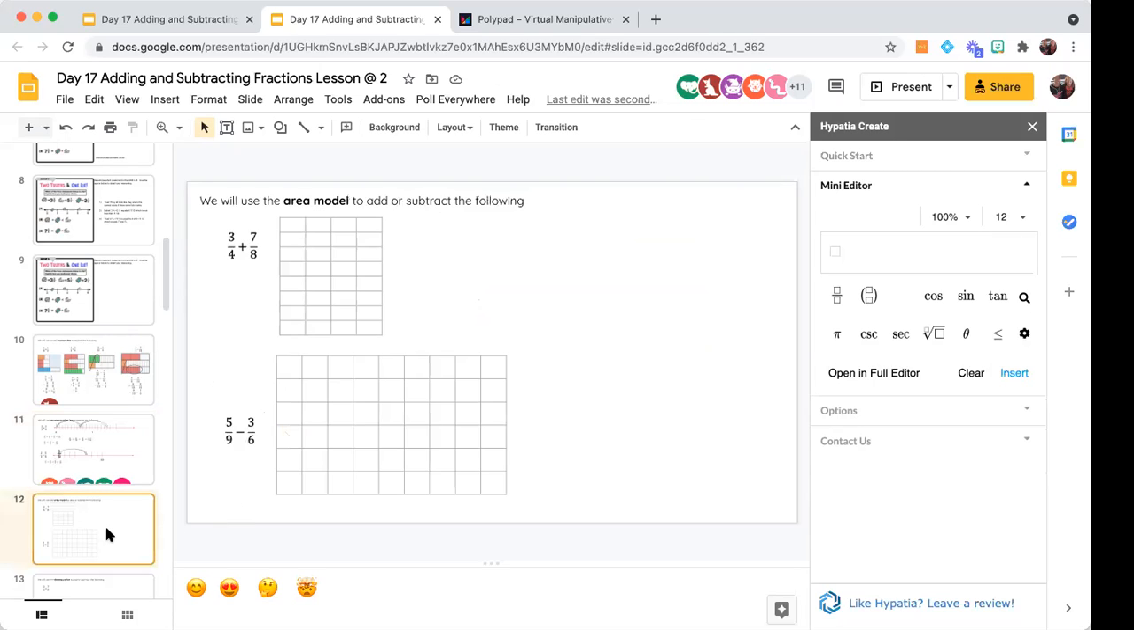All right, let's head down to slide 12. We're going to talk about the area model. You'll notice on slide 12 that I've got these really weird boxes. Looking at 3/4 and 7/8 and the box that I created, would you use the chat box to tell me what you notice about the box in comparison to the fractions that are listed? Put your thoughts and ideas in the chat box for me.